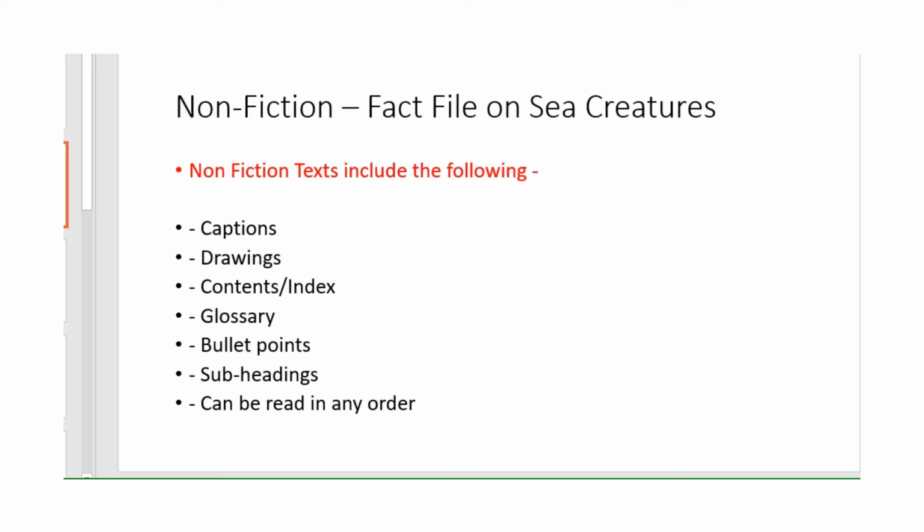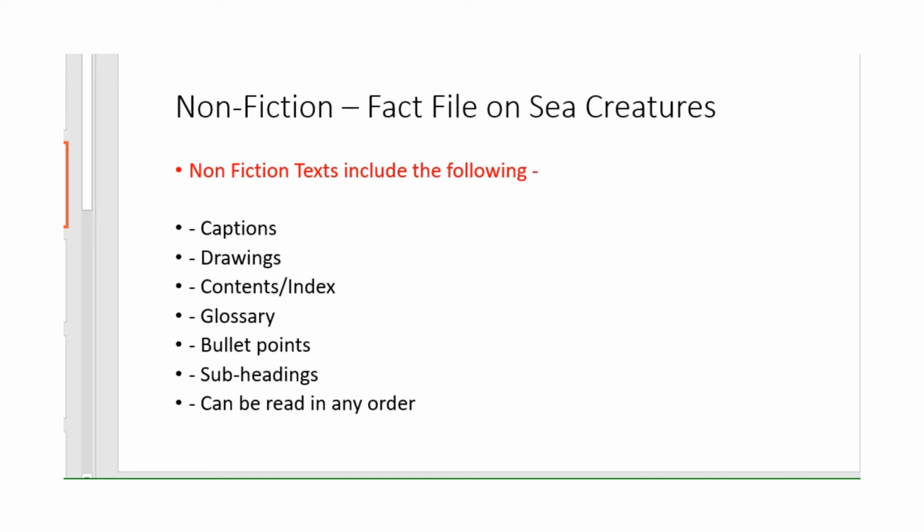It often can have a contents page or an index. I wonder if you've got any non-fiction books. These are books that are not story, they give us information. Can have a contents page, can have an index at the back. The index is in alphabetical order, the contents page is in page order. It can often have a glossary at the back, which is a word and then it'll have its definition, its meaning.